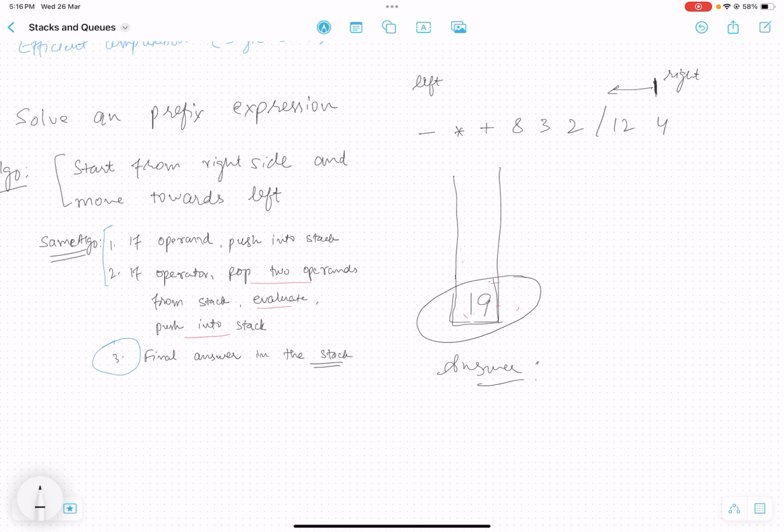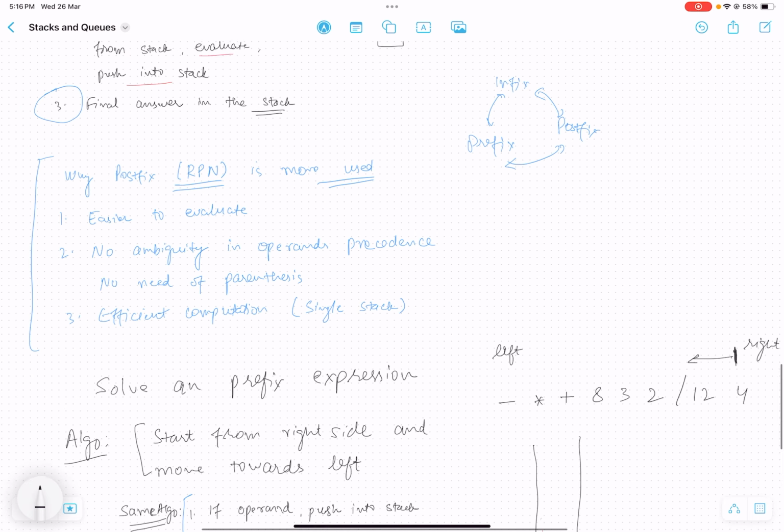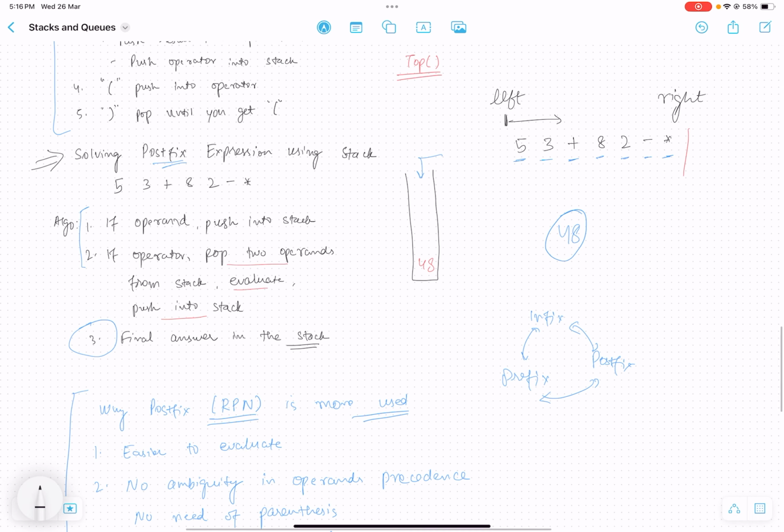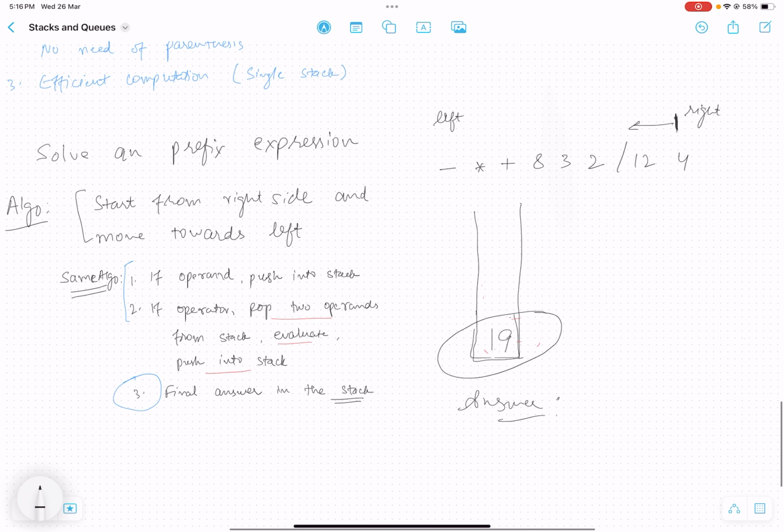That's it. So simple. From your exam point of view, if you know how to evaluate postfix, automatically you know how to evaluate prefix. Just remember, in postfix you have to start from the left and move towards the right, and in prefix evaluation you start from the right and move toward the left. That's all.